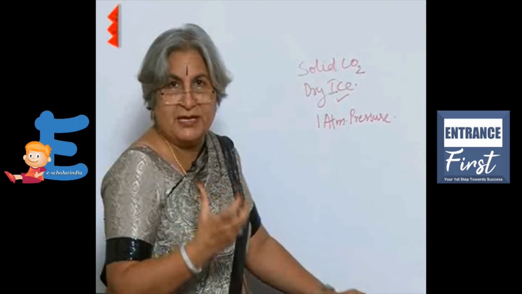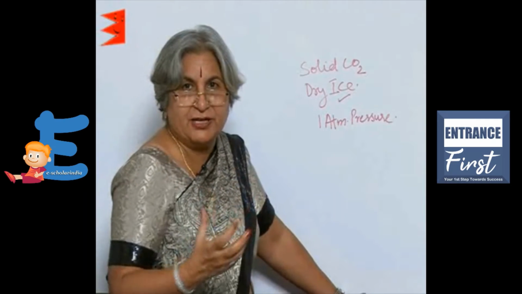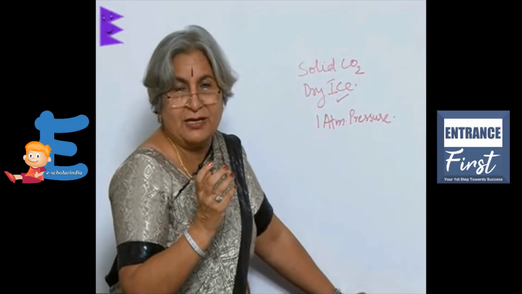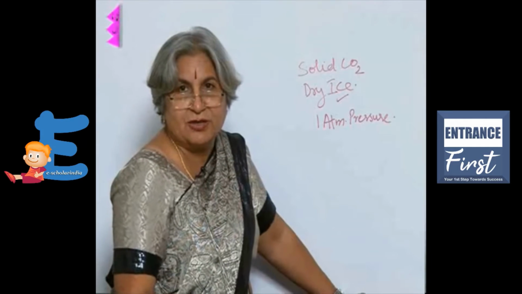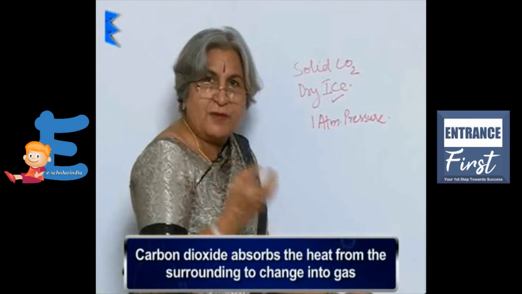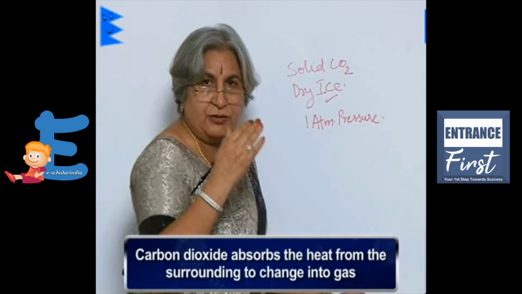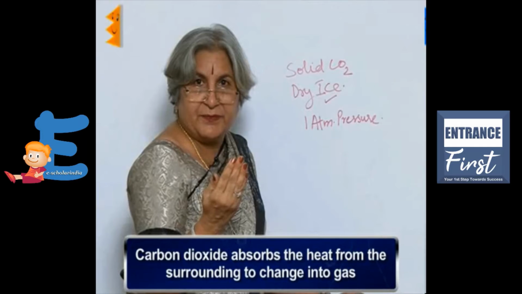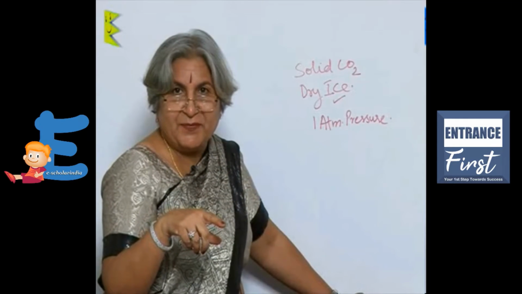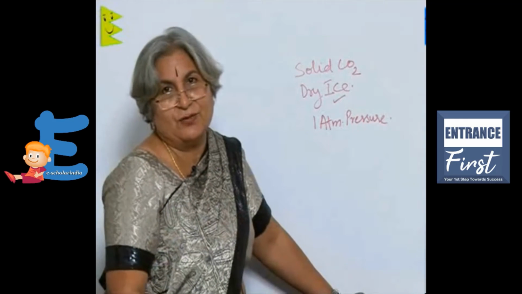Even when we want to preserve ice cream under normal temperature, if it is between the dry ice, that is solid carbon dioxide, it will remain solid. Why so? Because you see, carbon dioxide absorbs the heat from its surrounding to change back to gas. Right? So as a result, the surrounding things will become cold. That is how it acts as a cooling agent.